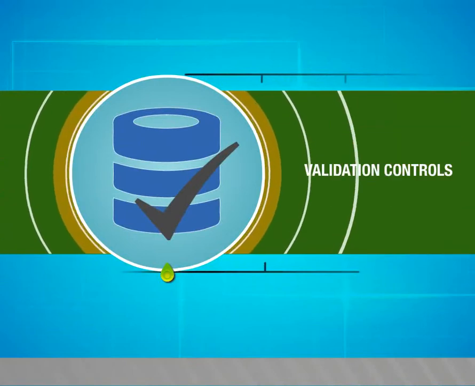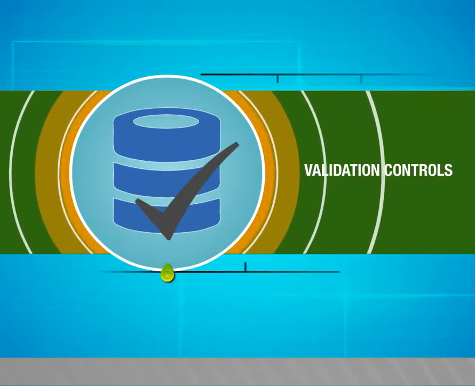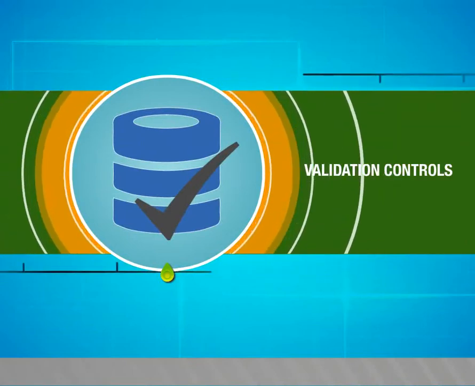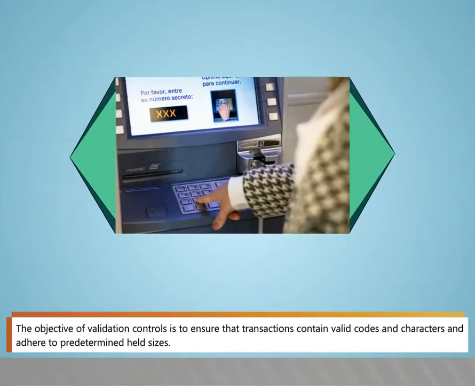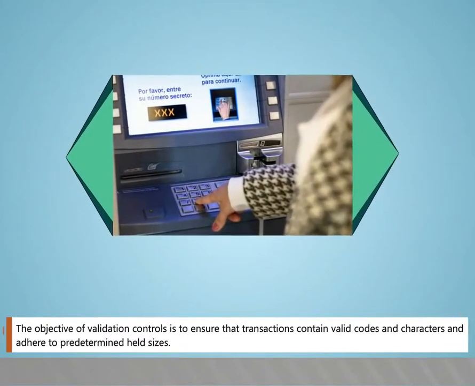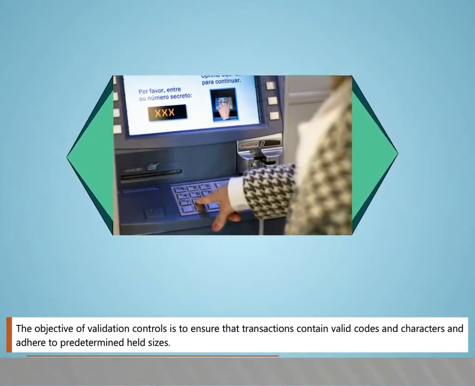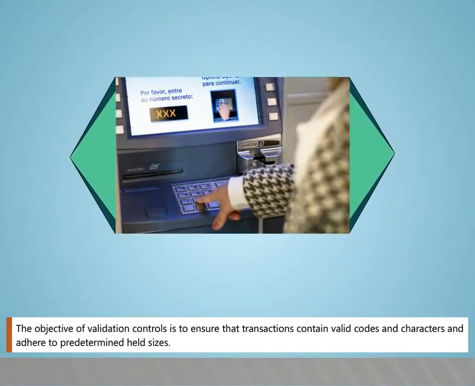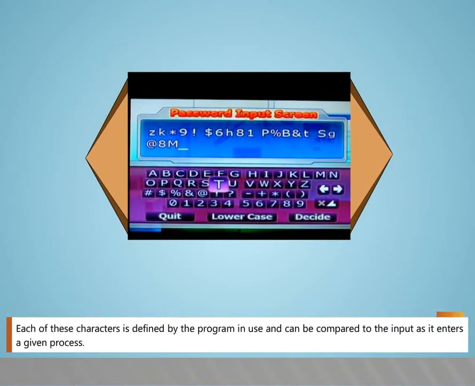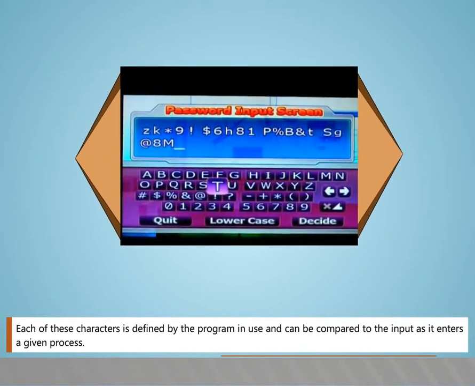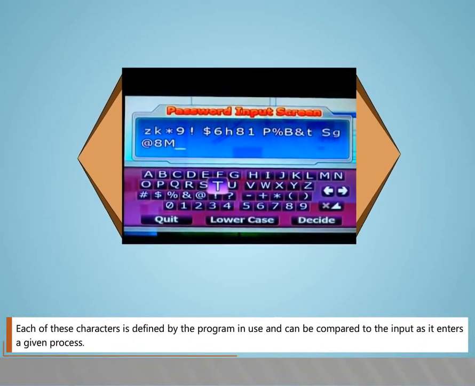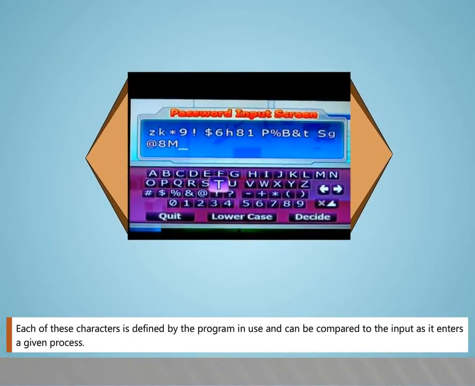Validation controls. In this video, we are going to see about validation controls. The objective of validation controls is to ensure that transactions contain valid codes and characters and adhere to predetermined field sizes. Each of these characters is defined by the program in use and can be compared to the input as it enters a given process.